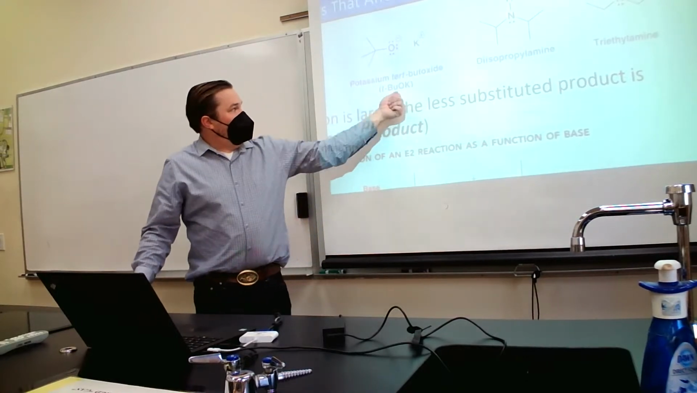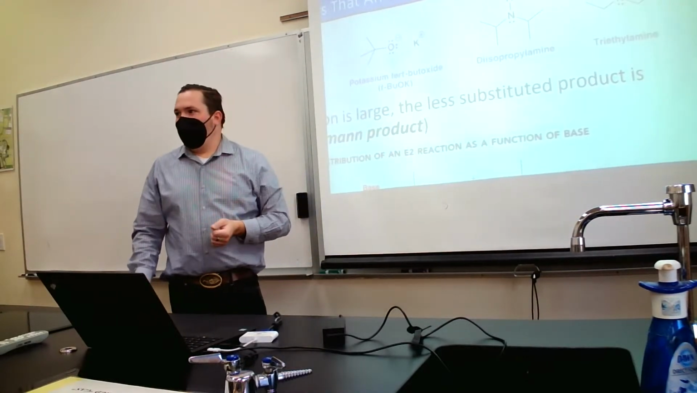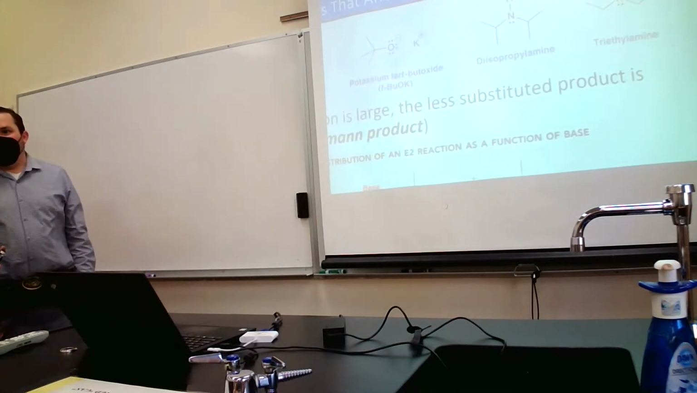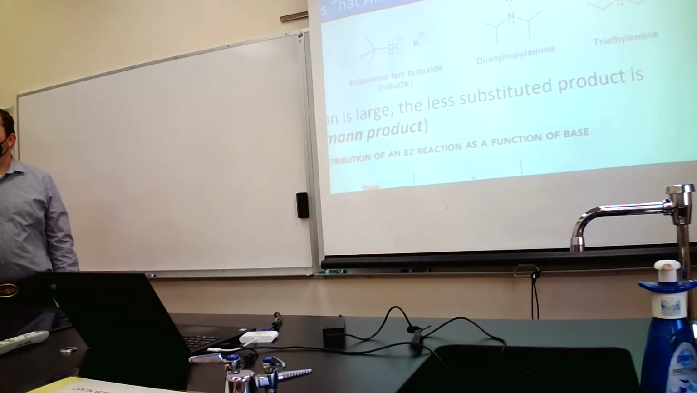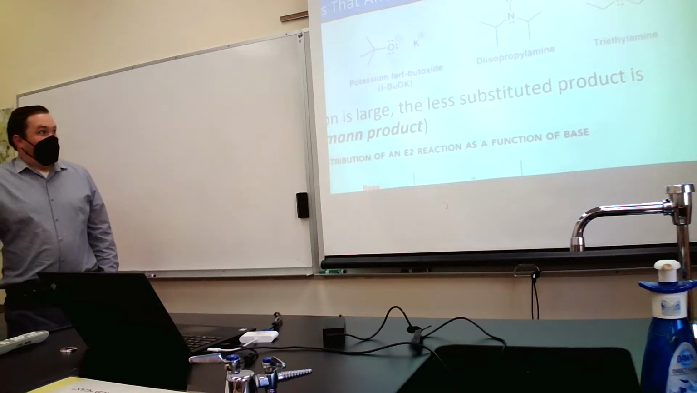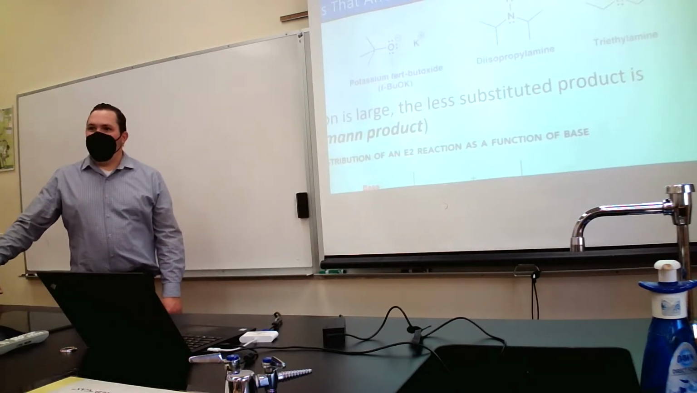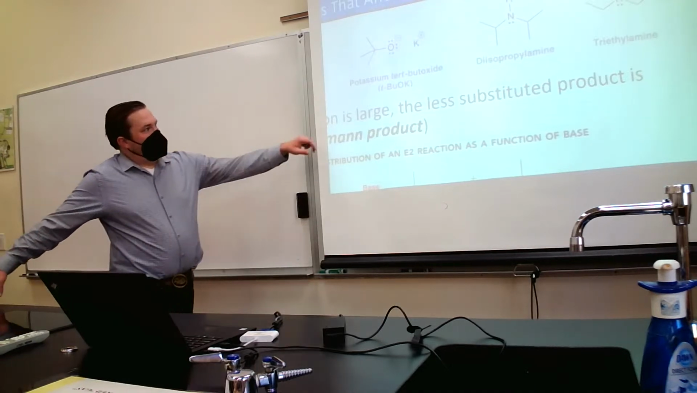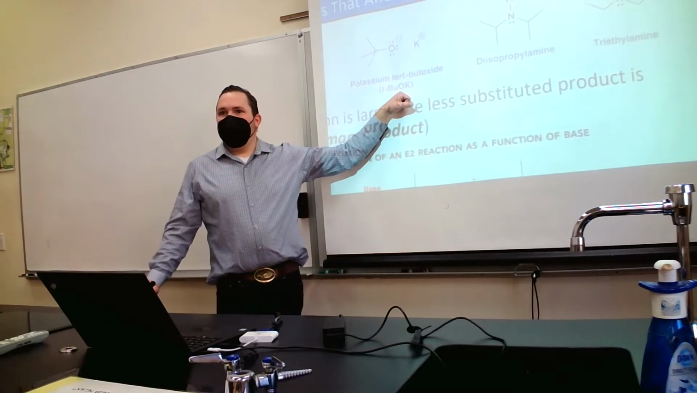The abbreviation we use for this is t-BuOK, which is contrary to the way it should be written if we're following normal ionic nomenclature. Normally we put the positive ion first, but since we really don't care about the potassium ion, it's really only there to balance the charge. It gets written like this in organic chemistry books.